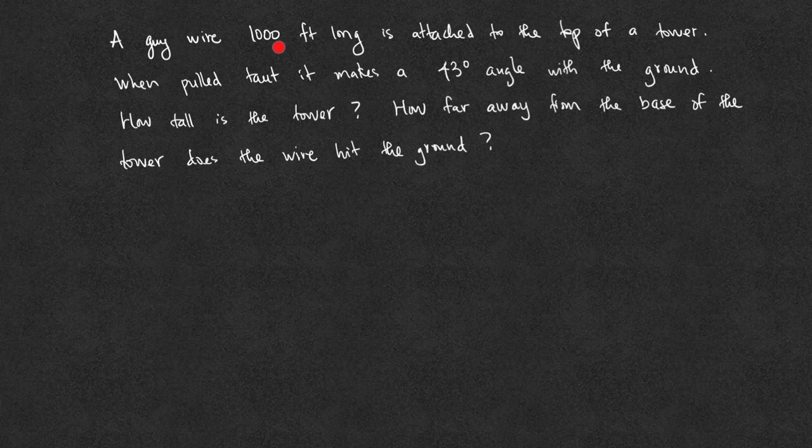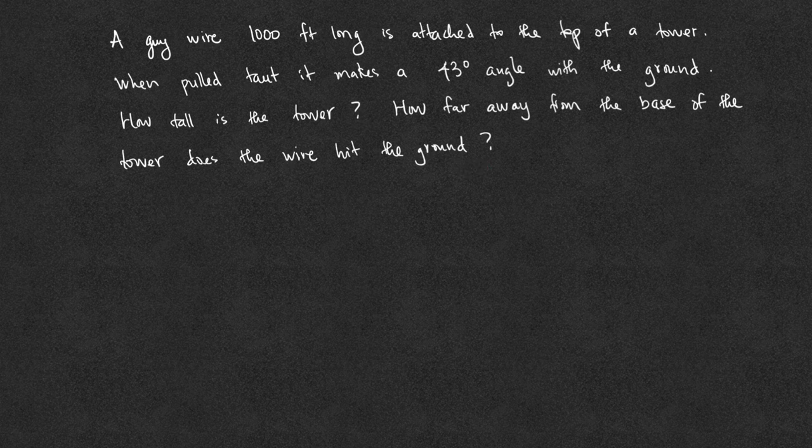A guide wire 1,000 feet long is attached to the top of a tower. When pulled taut, it makes a 43 degrees angle with the ground. How tall is the tower? How far away from the base of the tower does the wire hit the ground?